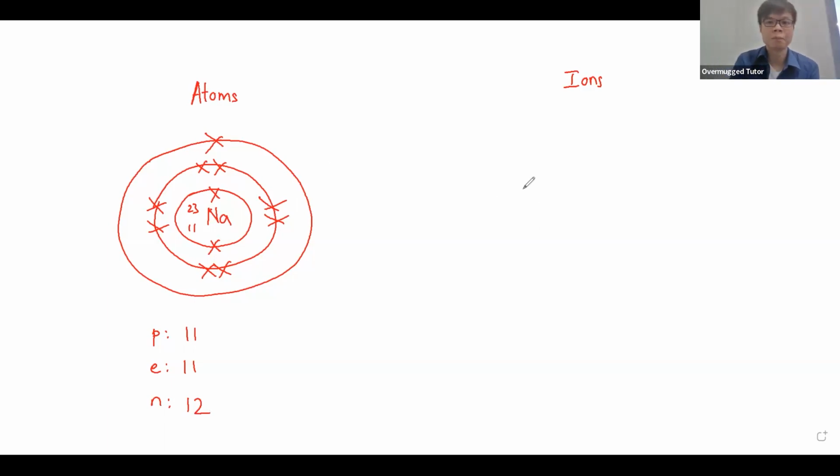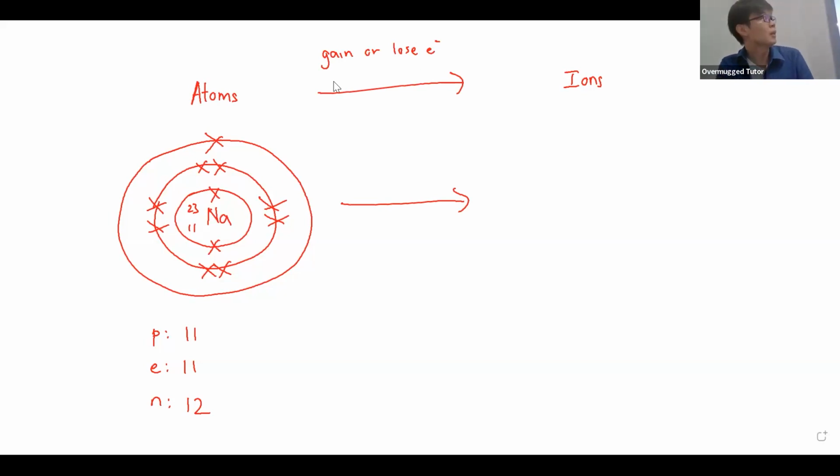What about ions? Atoms gain or lose electrons to form ions. So I write over here. What does that mean? Now your electrons will change. Why do they gain or lose electrons? It's because they want to achieve a stable electronic configuration or full outer shell. So what will sodium do to achieve a full shell? The most efficient way is to lose one electron. Then now you're going to have this.